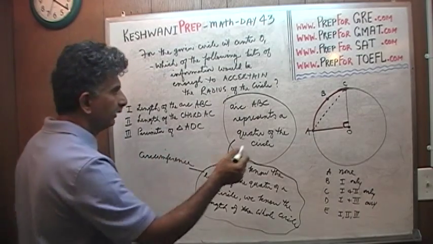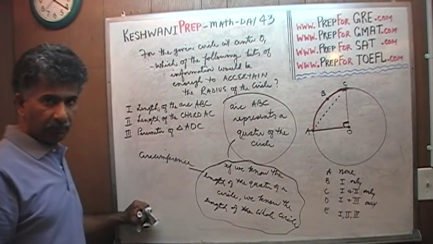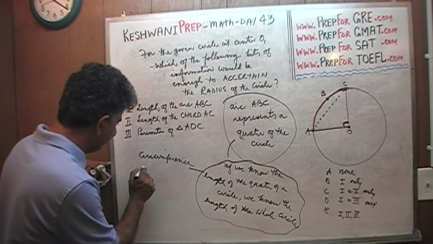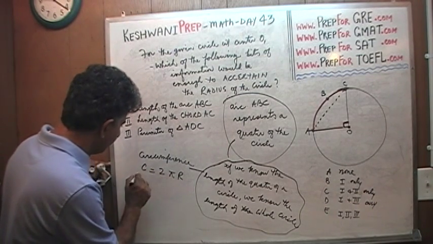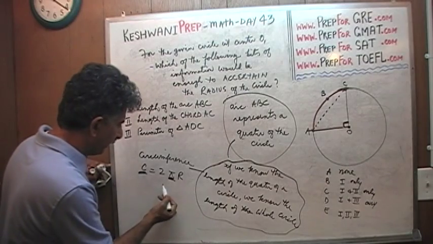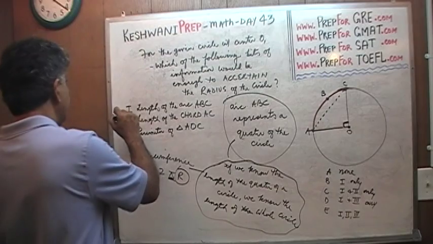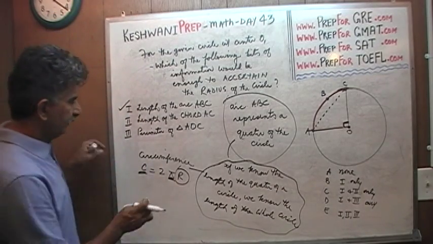So one more time, if we know the length of the arc ABC, we know the quarter of the circumference. If we know the quarter of the circumference, we know the whole circumference. Once we know the whole circumference, then we know the circumference equals 2 pi r. If we know the circumference, we know the value of pi, we can figure out the r. So the first statement by itself is sufficient. First statement is enough. I'm going to erase everything because we need the room.